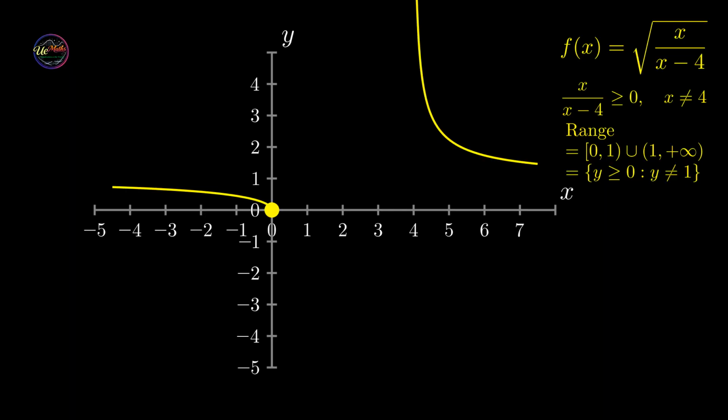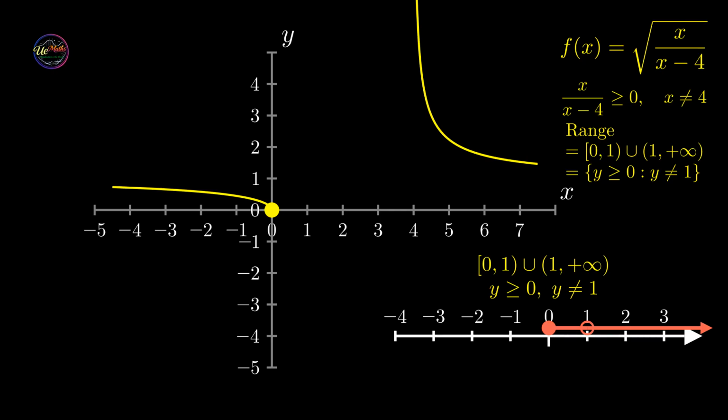For f of x equals the square root of x divided by x minus 4. The square root is always non-negative, so f of x is always greater than or equal to 0. At x equals 0, f of 0 equals 0. So y equals 0 is achieved and is in the range. As x approaches 4 from the right, the fraction grows without bound. So f of x grows without bound. As x approaches negative infinity, the fraction approaches 1 from above. So f of x approaches 1 from above.